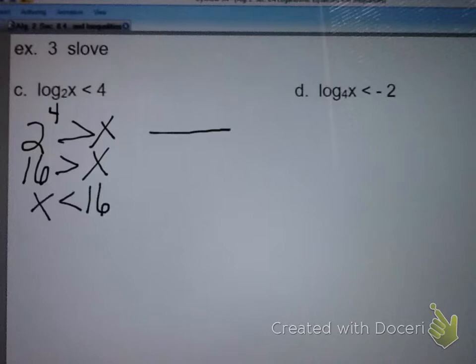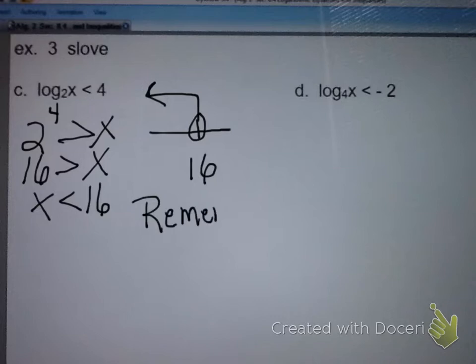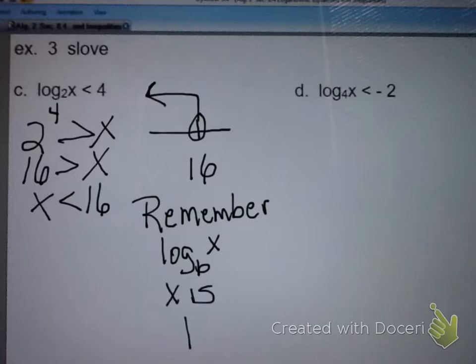Now let's take a quick little look at the graph. It's less than 16, so that's all values to the left. Well, what is to the left? Negative numbers. And remember that in log base b of x, x has to be a positive number.